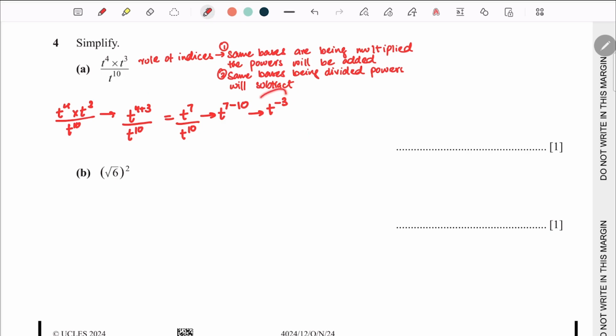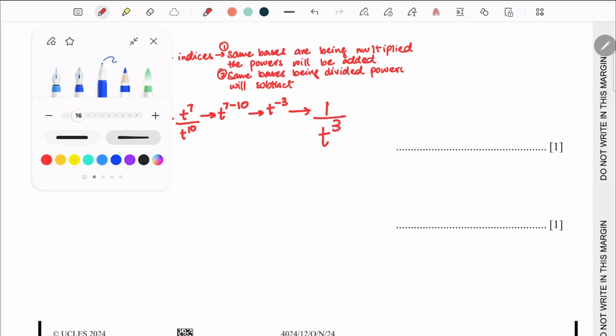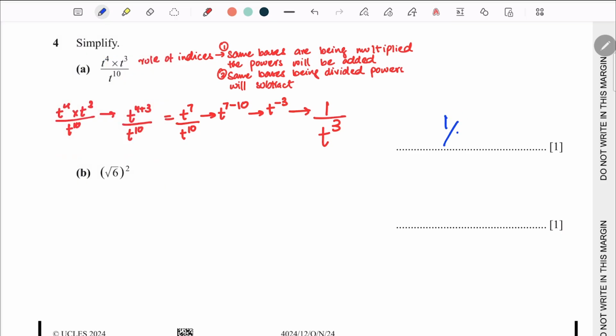Now we could leave our answer in this form, that is t to the power minus 3. If we want to convert this minus 3 into positive, we'll basically take the reciprocal of the term. So 1 over t to the power 3. The answer could be either this or this. So my final answer will be 1 over t to the power 3.